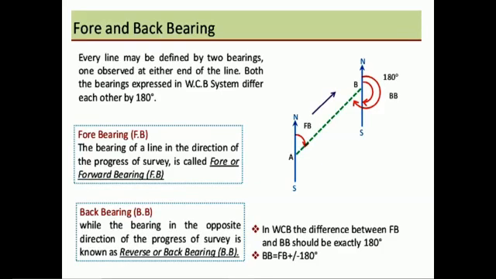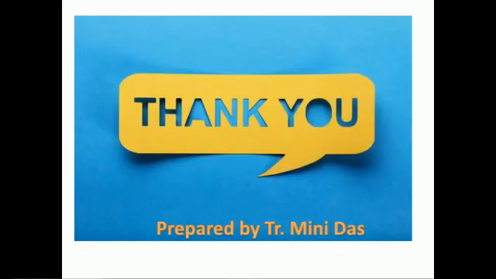Okay, this is the summary. If you have to go forward, we say FB, the forward bearing, and BB means backward bearing. For the forward bearing, if the number is more than 180, you have to subtract 180 from the number. For the backward bearing, you have to add 180. So this is our today's class. Bearing is very interesting. Okay, it deals with direction.